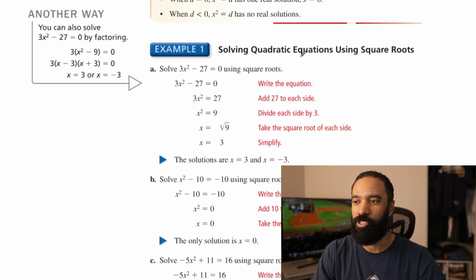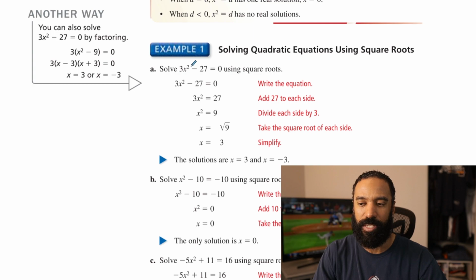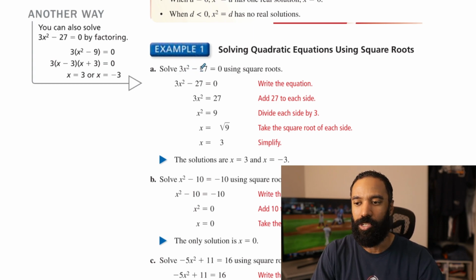So the first example they have, solving quadratic equations using square roots, we have to get the x squared by itself, and it takes two steps.